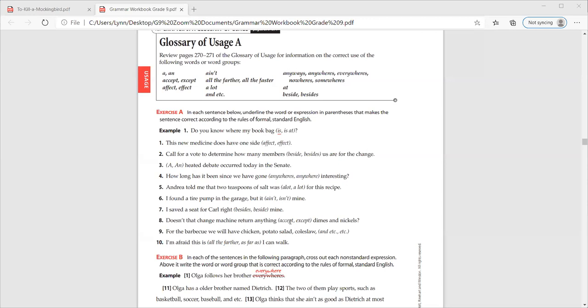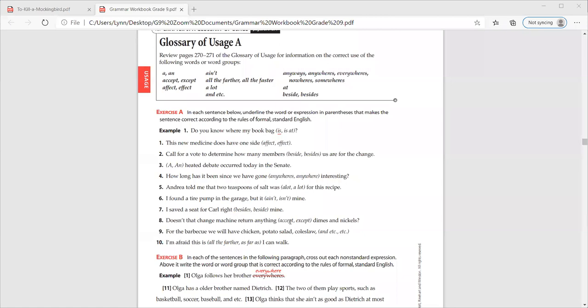Then we have anyways, anywheres, everywheres, nowheres, somewheres. Use all of these words without an s on the end. Example, that bird is described somewhere in this book. You would not say that bird is described somewheres in this book.